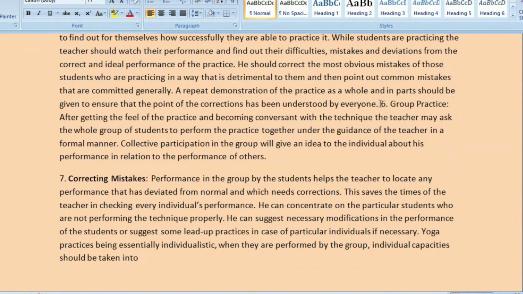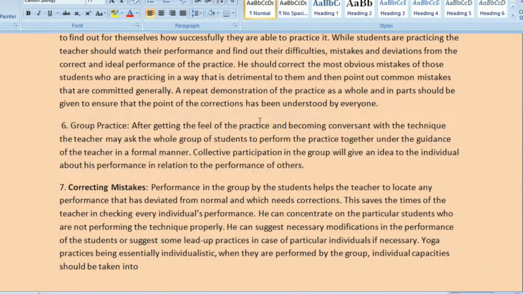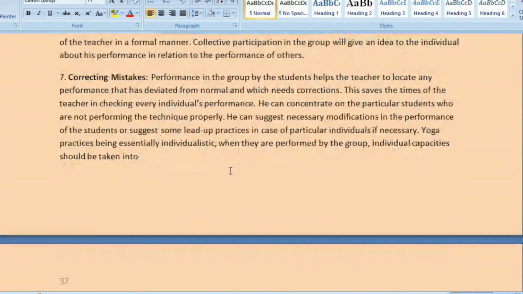Now, sixth point is group practice. After getting the feel of the practice and becoming conversant with the technique, the teacher may ask the whole group of students to perform the practice together under the guidance of the teacher in a formal manner. Collective participation in the group will give an idea to the individual about his performance in relation to the performance of others. Seven, correcting mistakes.